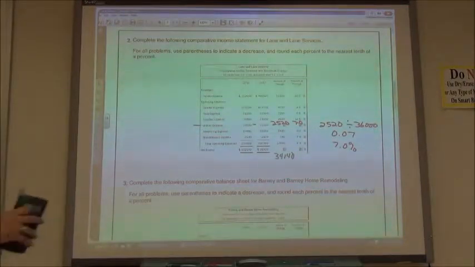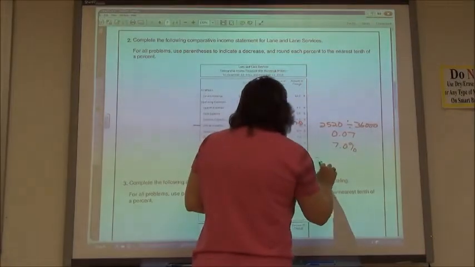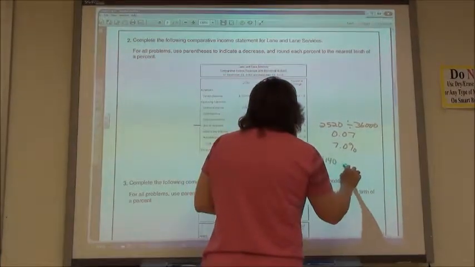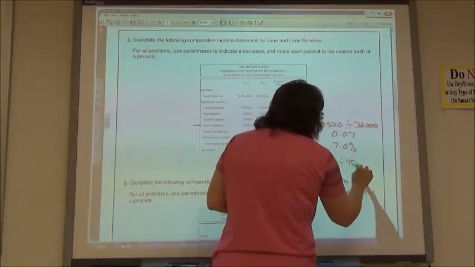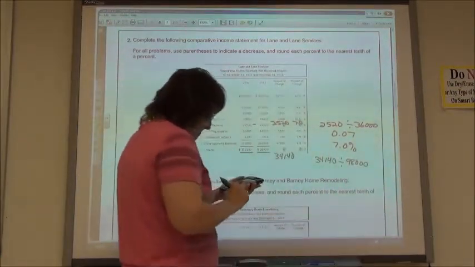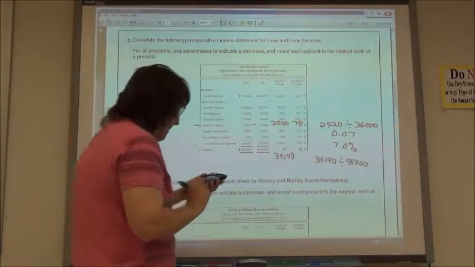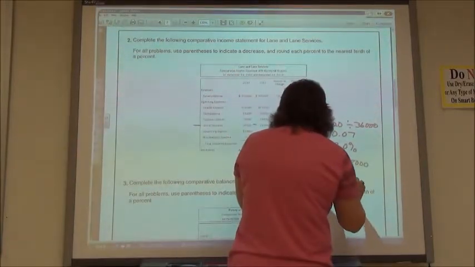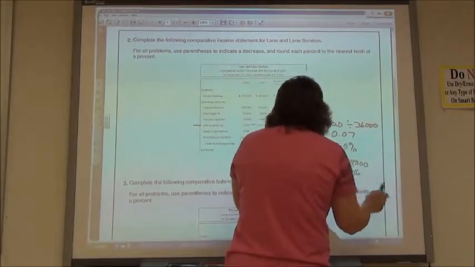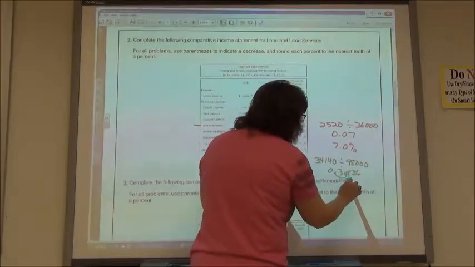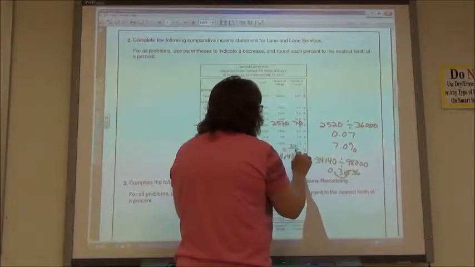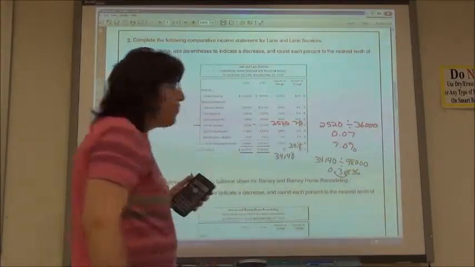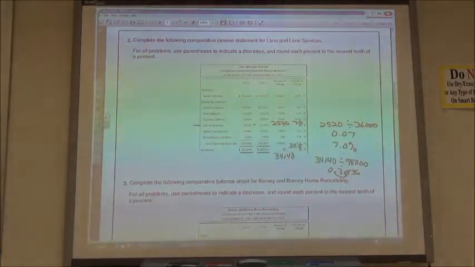We then want to find the percent of change. So we're going to take that 34,140 and divide it by the 2012, which was the 98,000. We get 0.34836. We want to round it off to the nearest tenth of a percent, so we're going to have 34.8. Since there's a 3 behind our 8, we don't have to round it up, so we're just going to leave it at 34.8%.